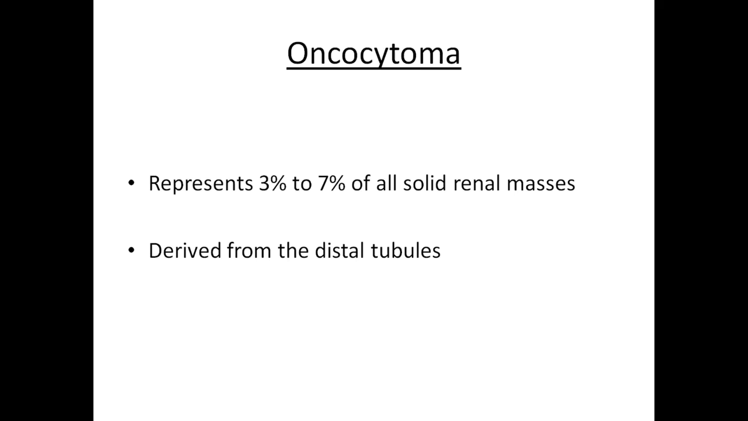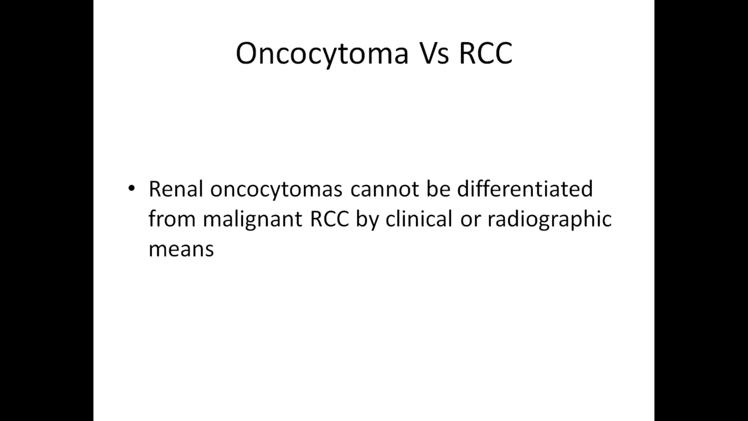Another benign tumor is oncocytoma, which is not a very common tumor. It makes up only 3% to 7% of all solid renal masses, and it is derived from the distal renal tubules. The importance of oncocytoma is that it almost mimics a renal cell carcinoma. It looks exactly like a renal cell carcinoma. It is very difficult to differentiate an oncocytoma from a renal cell carcinoma, either clinically or radiologically.